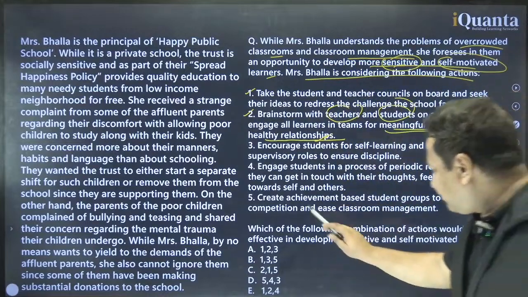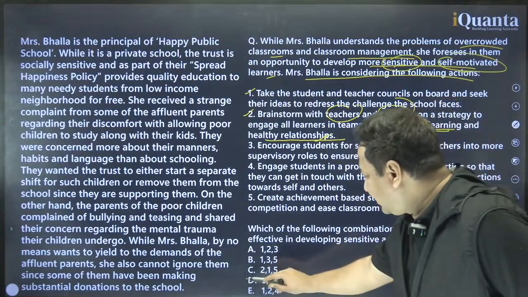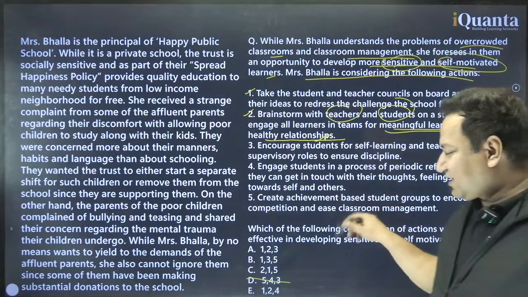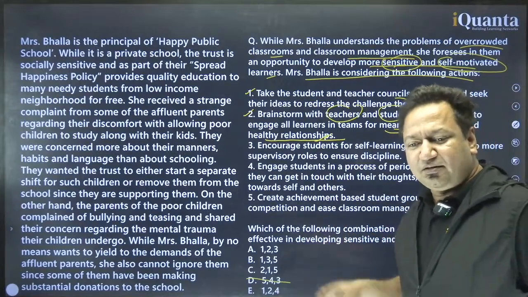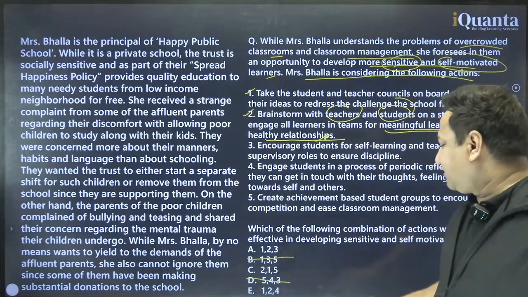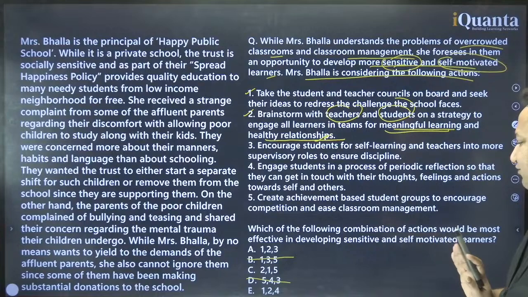Do we have anything here which has got 1 and 2 both? 1 to hoga. D is see, I'm eliminating. The best thing about these kind of questions is that you can eliminate because options are varied. 1 and 2 both should be there. So B gets eliminated. Now we have A, C, or E. 1, 2, 3, 2, 1, 5, 1, 2, 4.